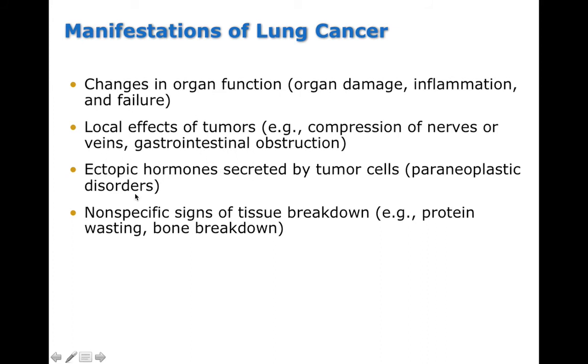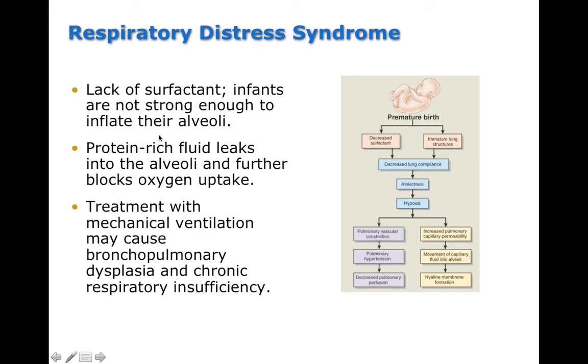Now, we also talked about this in previous chapters, but we talked about how sometimes lung cancers, as a consequence of their poorly differentiated nature, can also release ectopic hormones. We call these paraneoplastic disorders, because sometimes lung cancer cells can release hormones like parathyroid hormone. So you might see things like hypercalcemia associated with lung tumors. And there are also non-specific signs of tissue breakdown like protein wasting and bone breakdown as well. So in terms of respiratory distress syndrome, this is actually going to be a childhood disorder. So moving on from lung cancers.